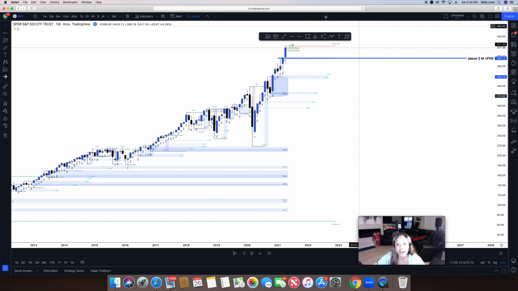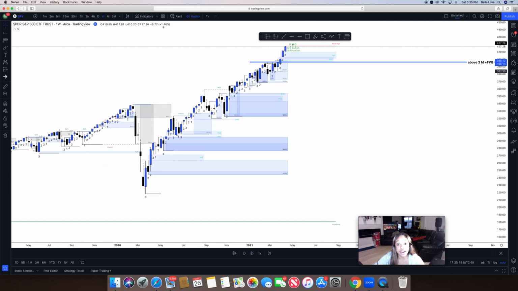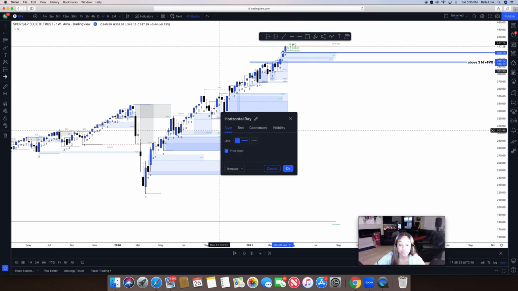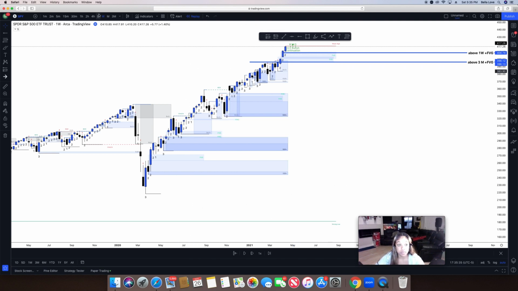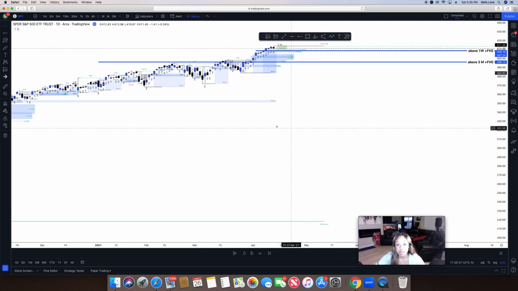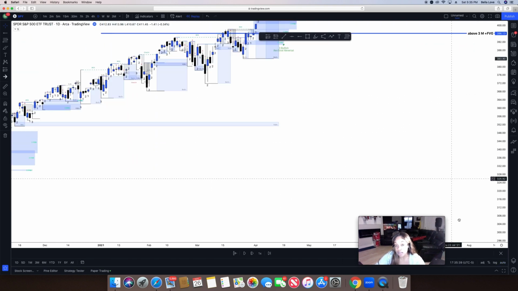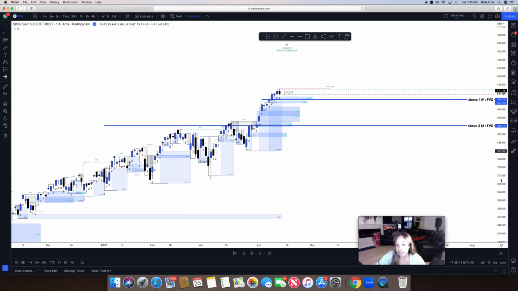On a 1-month chart, I don't see anything. On the weekly chart, it is also above a 1-week fair value gap. So on the daily chart, it is also above a bullish daily fair value gap.